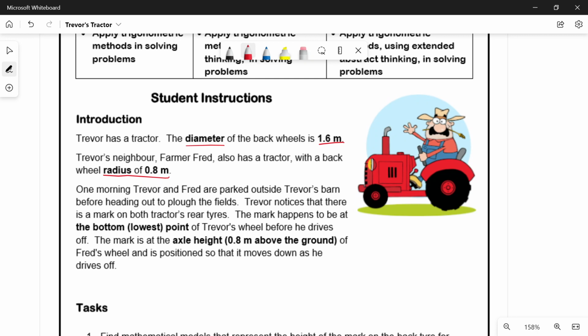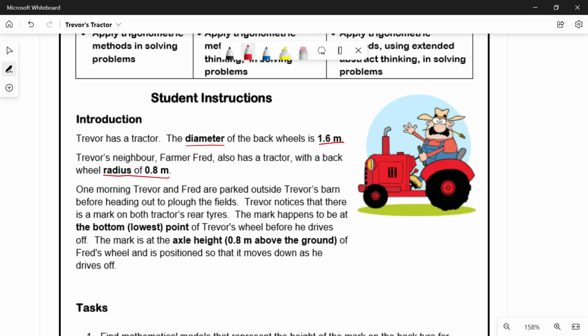Trevor has a tractor with a diameter of 1.6. Trevor's neighbour, Farmer Fred, also has a tractor with a back wheel radius of 0.8. This is key. One's got a diameter, one's got a radius. But if you look at it, they're actually the same, because the diameter is twice as big as the radius. That's something we might need to know.